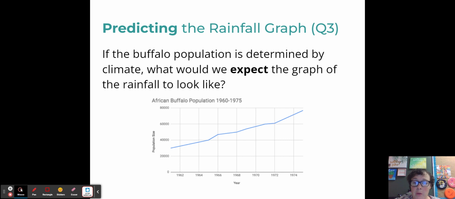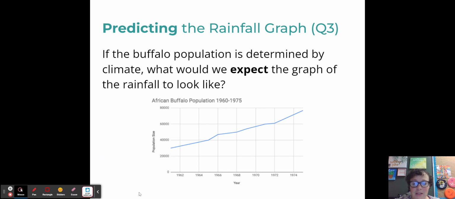So we're going to play if-then. If rainfall was the reason for the increased number of buffalo, meaning that the buffalo increased because of their access to water, which also helps with the access to food, what would we expect the rainfall amount to look like if the rainfall was responsible for the growth?